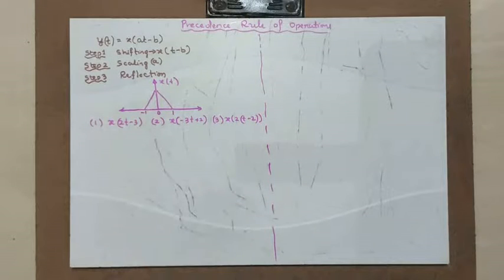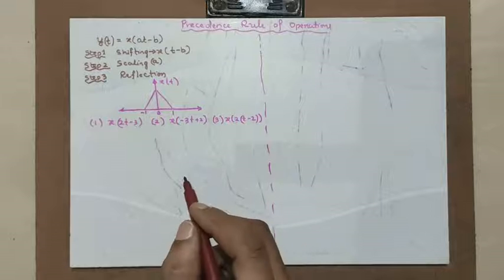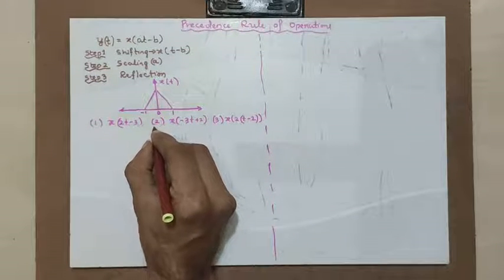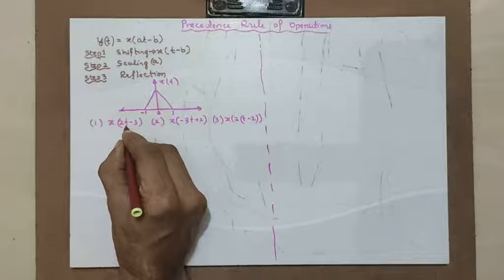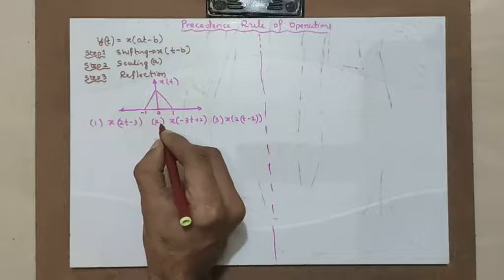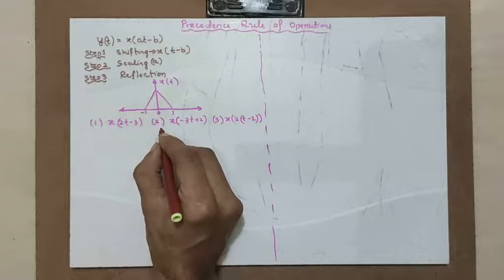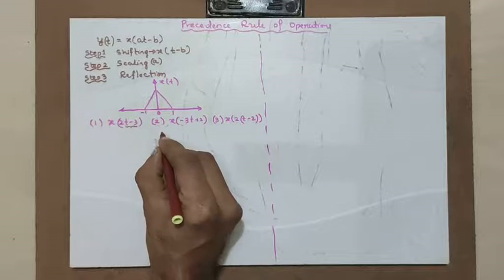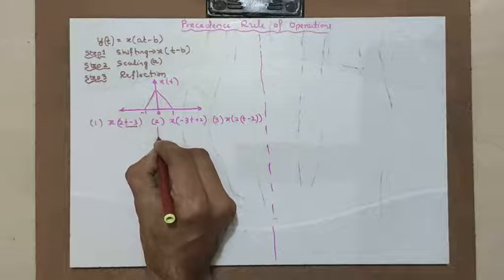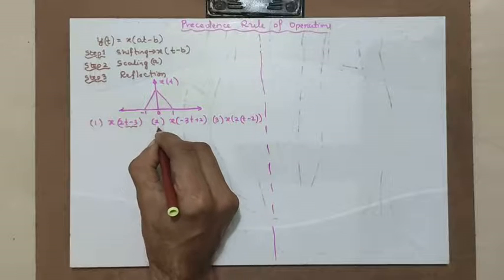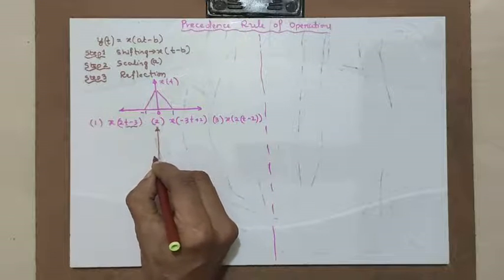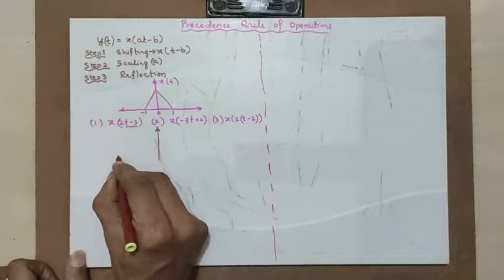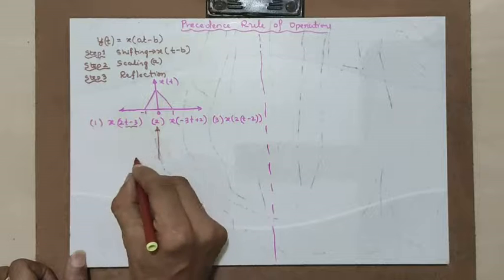First, x of 2t minus 3. So as to solve x of 2t minus 3, you know that the first step is to have x of t minus 3. As I told you, first is shifting. See this example. First step is shifting t minus 3. Just draw this. You know that t minus 3 means shifting to the right. Correct? T minus 3. You already solved this assignment.